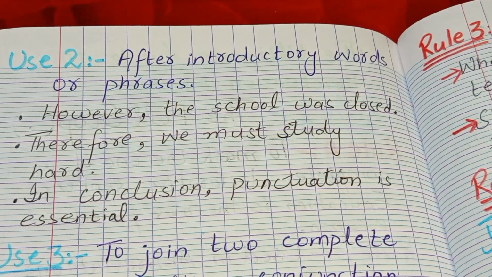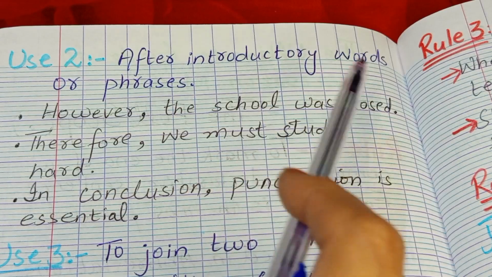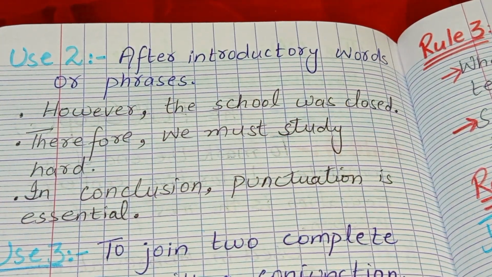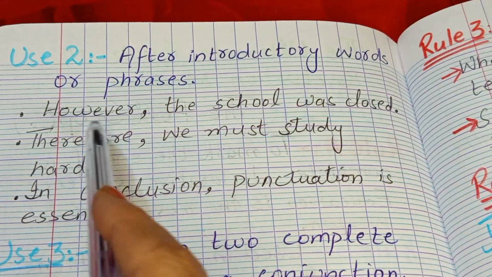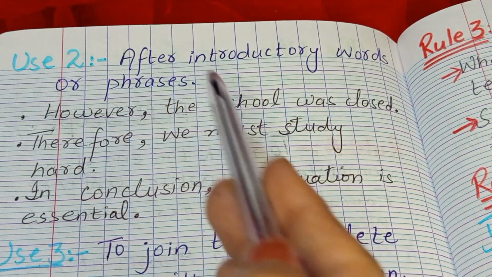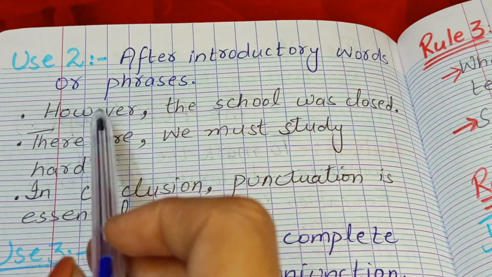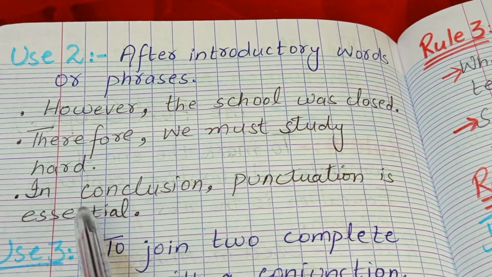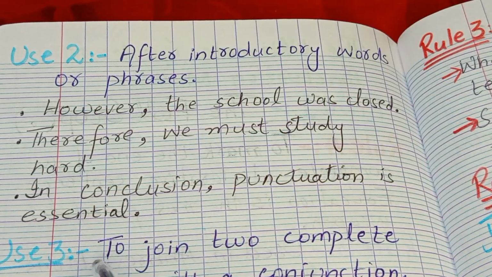Use 2 is after introductory words or phrases. Whenever you start a sentence with a transition word, you must pause with a comma. Let's have an example. However, the school was closed. However is a transition word, so we use a comma after a transition word. Therefore, we must study hard. In conclusion, punctuation is essential.